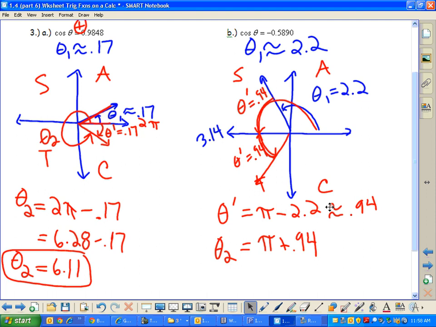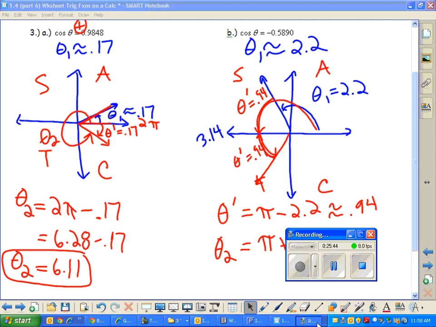Okay, your assignment for tonight is to finish up this. You got to find all the theta 2's for me. We'll talk about that 6b a little bit more tomorrow also. And then tomorrow we start reviewing.